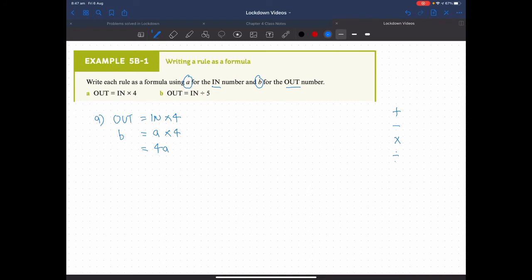Part B of the question, we have this time out equals in divided by 5. So where there is out, I'm going to write B equals in. Where there is in, I'm going to write A divided by 5. Again, as mathematicians, when we write divided by 5, we write it as A over 5, like a fraction.